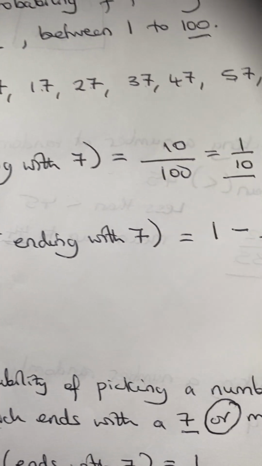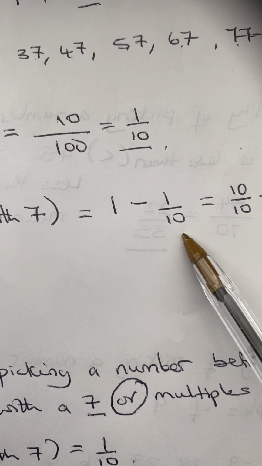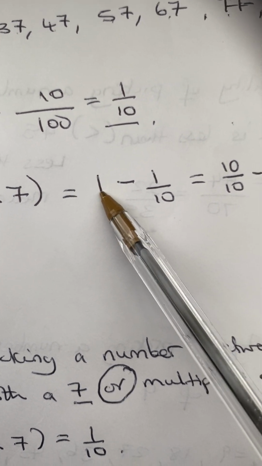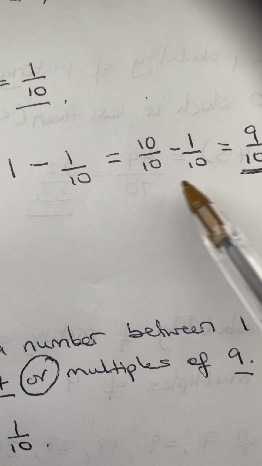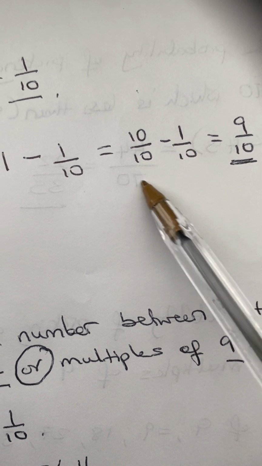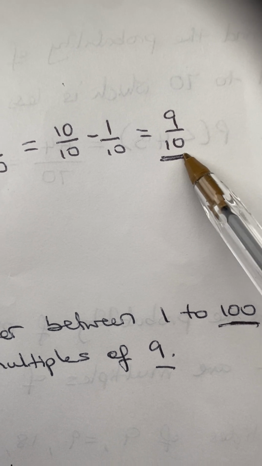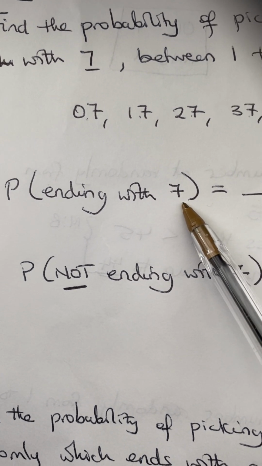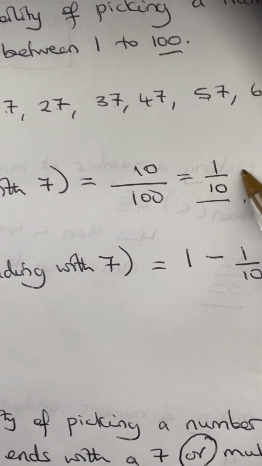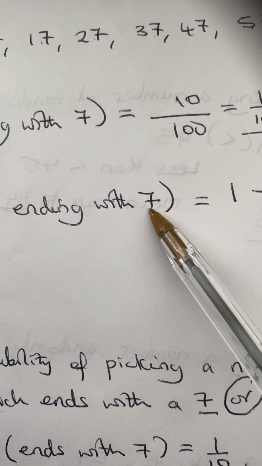This is not part of the question, but I just wanted to explain. In place of 1 here, we write 10 out of 10 minus 1 out of 10, so that we can have the denominators the same. So 10 minus 1 is 9 out of 10. So the probability of a number ending with 7 is 1 out of 10. The probability of a number not ending with 7, which is the rest of the numbers, is 9 out of 10.